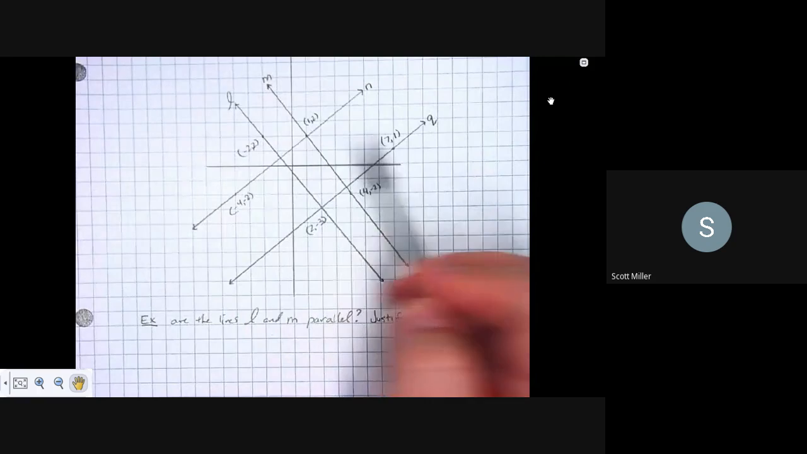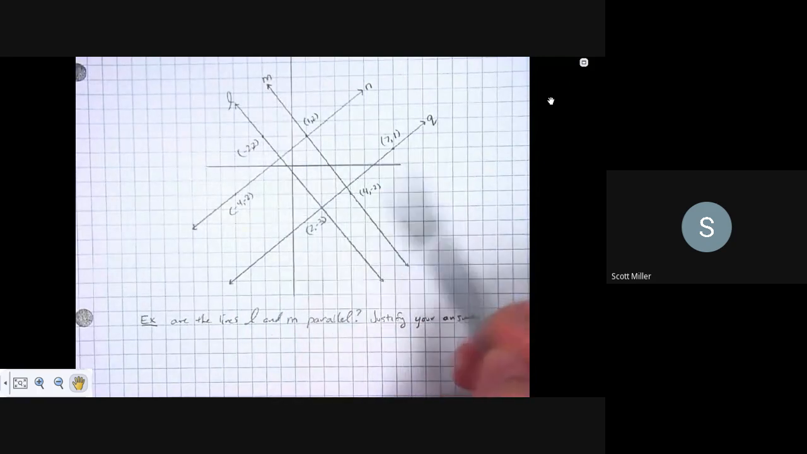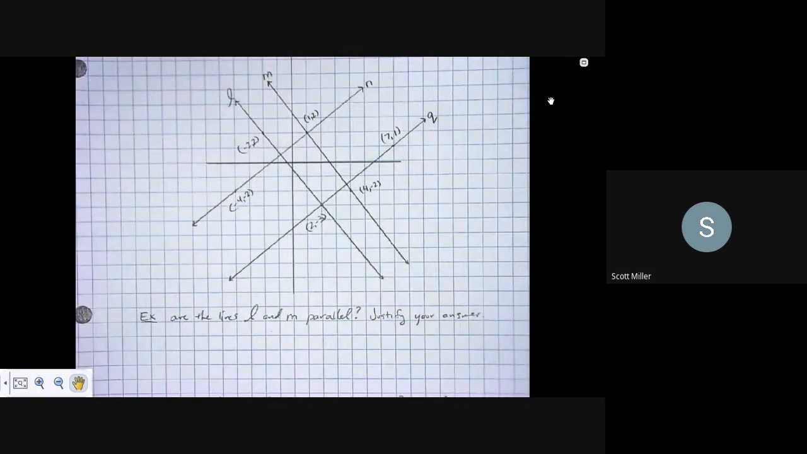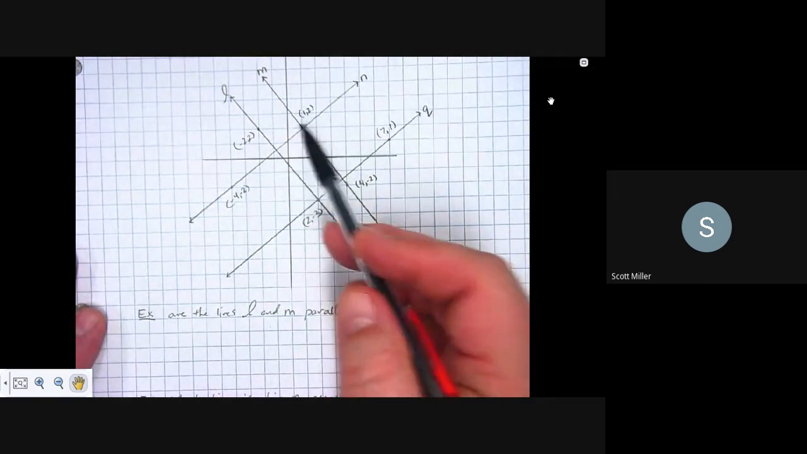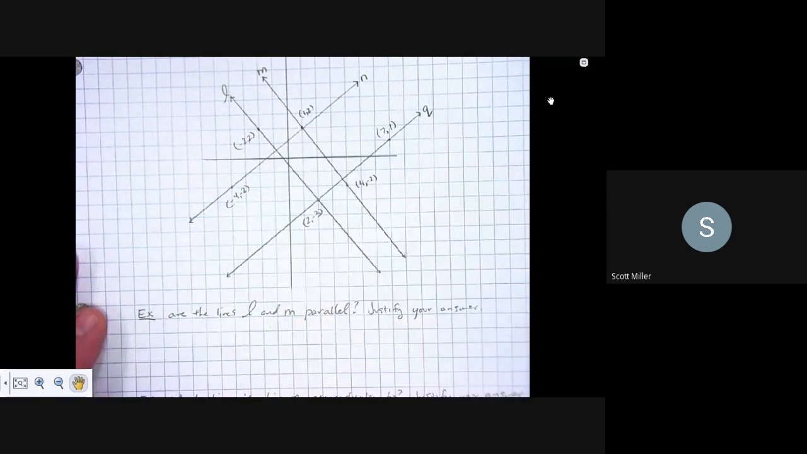I have these points. I got these lines. I don't know if any of them are parallel or perpendicular or anything like that. But we're going to look at the work and see what we can do. Part 1. Are lines L and M parallel? Are these two lines parallel? If they're parallel, then they must have equal slopes. So I need to find the slope of each of these lines.